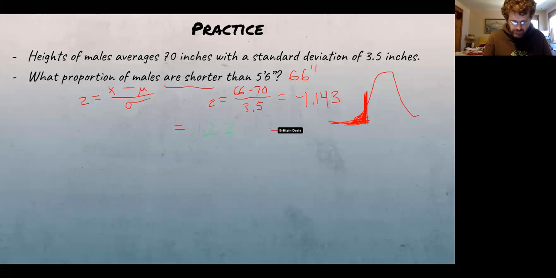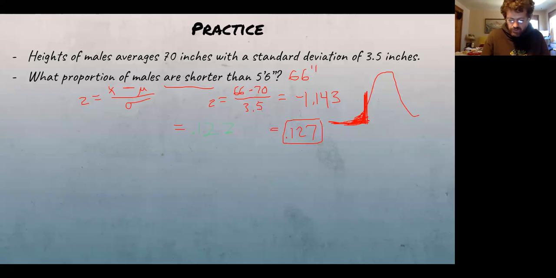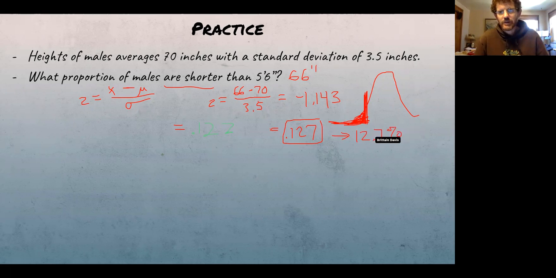It's 0.127. I believe that's a 7. So there we go. Everyone should have that. And so this is our final answer. And what this is answering, it says, what proportion of males are shorter than 5'6"? Well, 0.127, or you could say 12.7%. All right, all well and good.